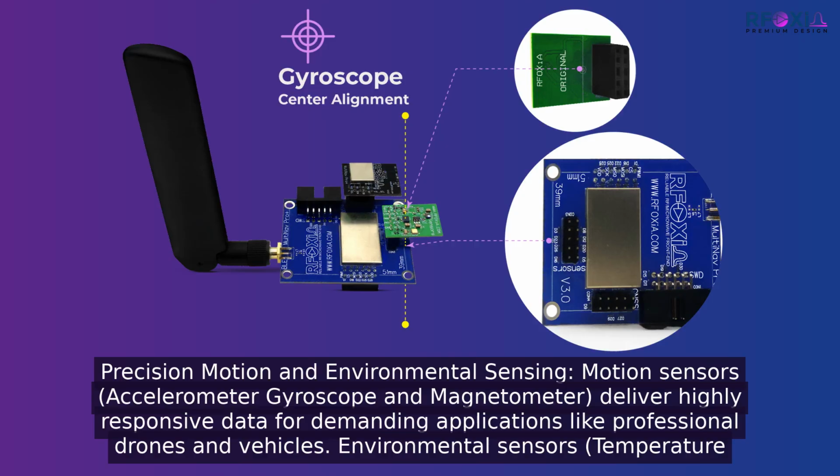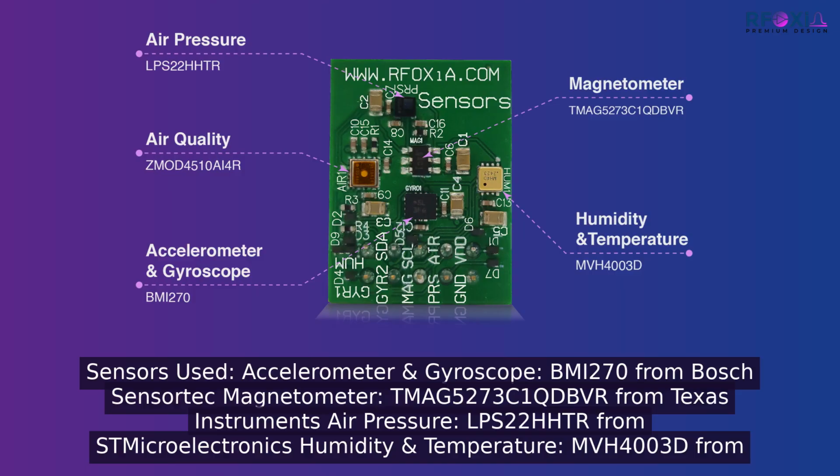Motion and environment are not separate problems on a real platform. The BMI 270 handles motion at a resolution that matters for professional drone applications. The environmental sensors, temperature, humidity, pressure, air quality, run alongside it so you can see exactly what the mechanical context was at every environmental event. Every sensor on this board was chosen specifically. Bosch SensorTech BMI 270 for motion, Texas Instruments TMAG 5273 for magnetic field, ST Microelectronics LPS 22HH for pressure, MEMS Vision MVH 4003D for humidity and temperature, Renesas ZMOD 4510 for air quality. These are not commodity choices, each brings professional grade accuracy to its domain.